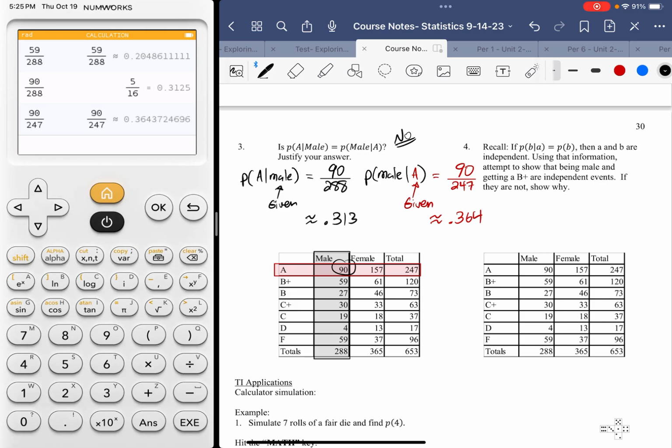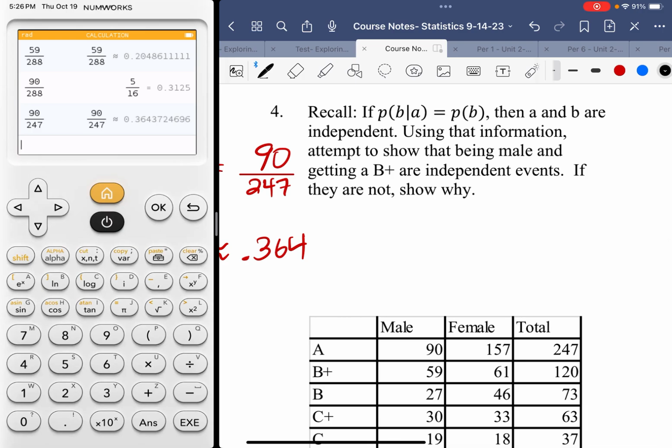Now, number 4, I put the recall statement in there. If the probability of B given A is equal to the probability of B, then A and B are independent. That was a statement on a previous page that I kind of glossed over, so you're forgiven if you did not immediately recall that. But that is a rule. If that relationship is true, then we know the events are independent of one another. So, using that information, it says attempt to show, we don't know that it's actually going to be true, that being male and getting a B plus are independent events.